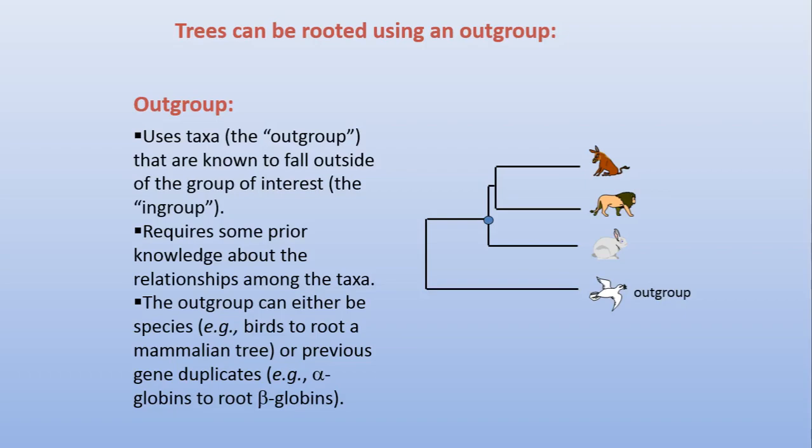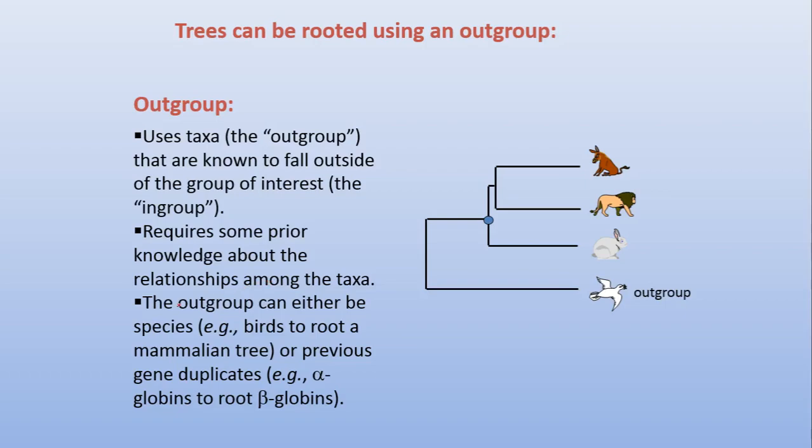So for this out group, we use some taxa, which we term as out group, and these are known to fall outside the group of interest for which you are supposed to draw the evolutionary tree, and we call the group of interest the in group. Okay, so in this way, some prior knowledge about the relationship among the taxa is required. It is essential that you have some basic background on how these taxa are related to each other.